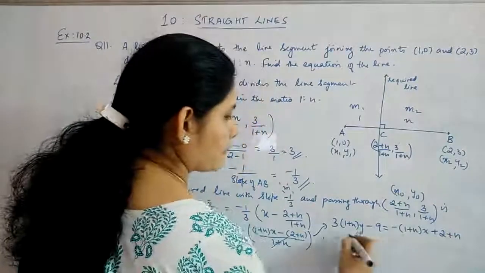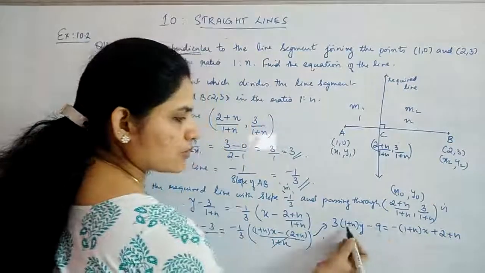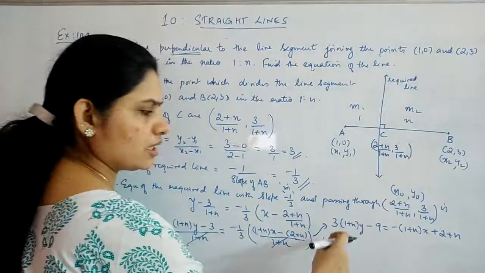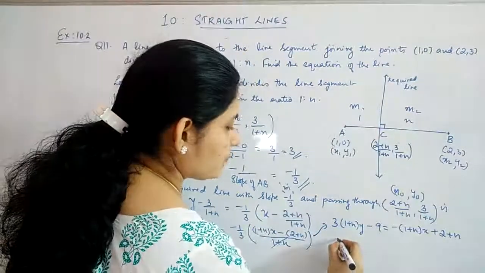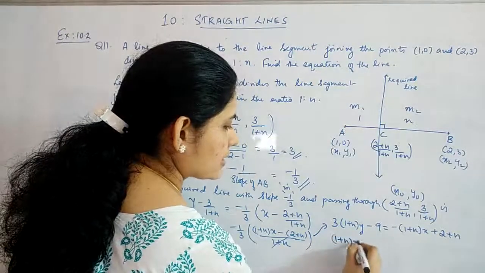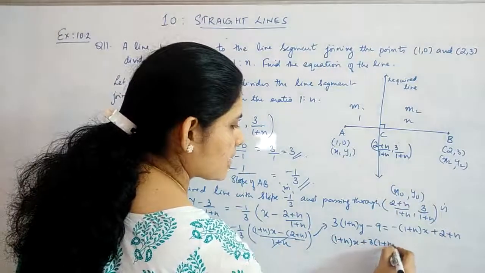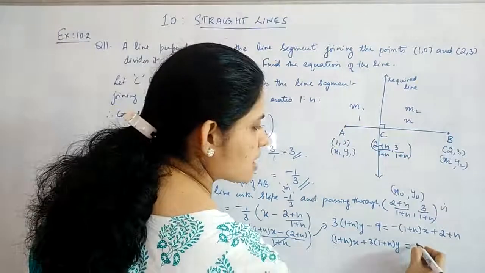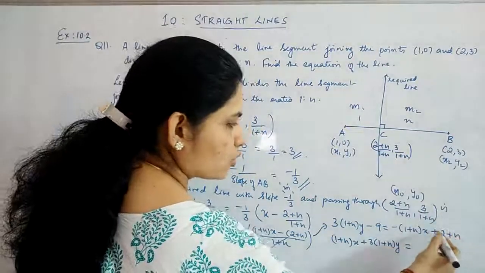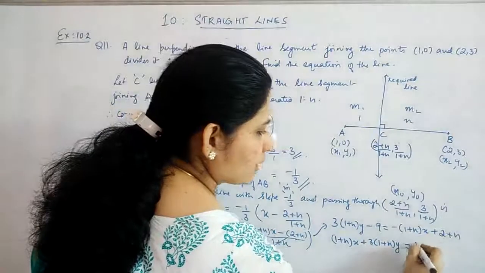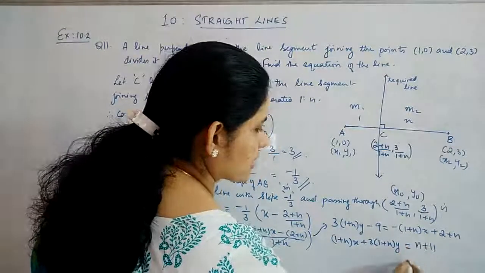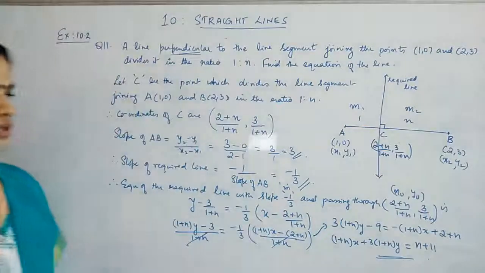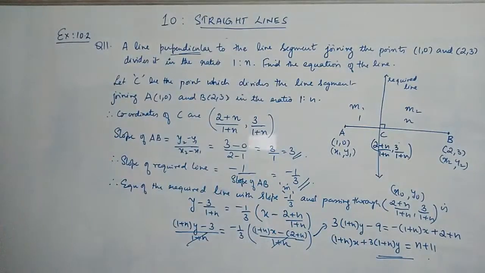Now this is a negative term, this is positive. So I am taking this x term to the left hand side, so that it will give you 1 plus n into x plus 3 into 1 plus n into y is equal to, taking 9 to the other side, 2 plus n plus 9. 2 plus 9 will be 11, and you will get n plus 11 in the right hand side. So this is the required equation: 1 plus n into x plus 3 into 1 plus n into y is equal to n plus 11.